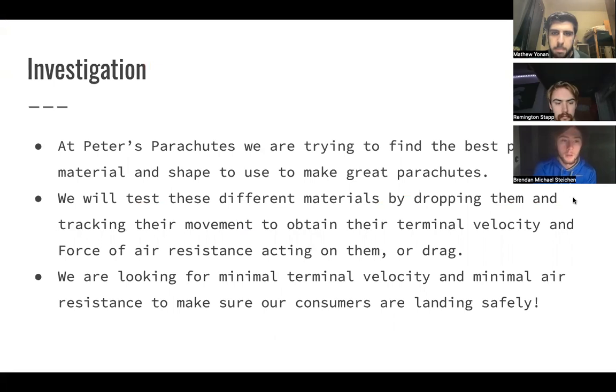All right, at Peter's Parachutes, we are trying to find the best possible material and shape to make great parachutes for our customers. We will test these different materials by dropping them and tracking their movement to obtain their terminal velocity and the force of air resistance acting on them, or drag. We are looking for minimum terminal velocity and minimum air resistance to make sure our consumers are landing safely.